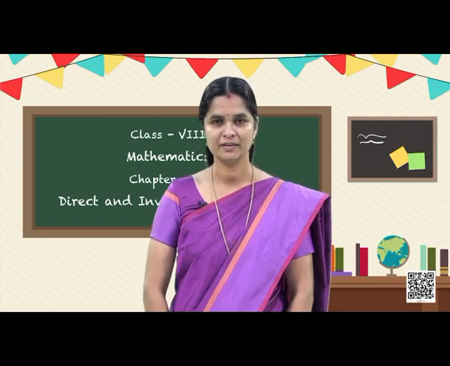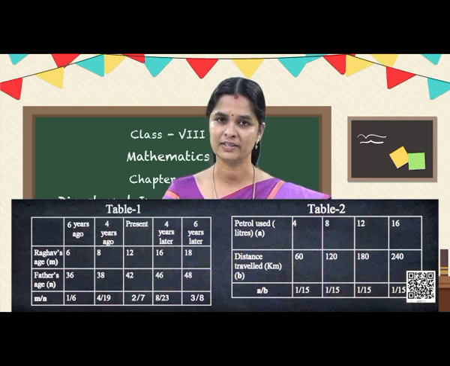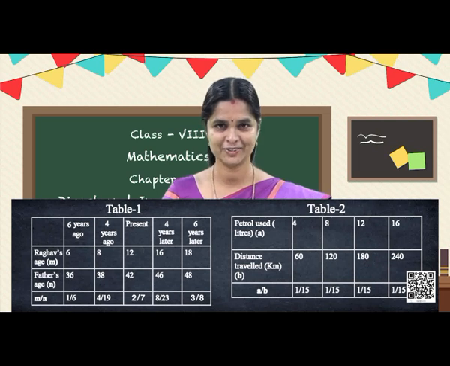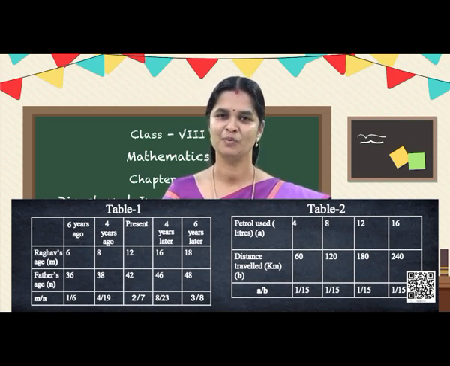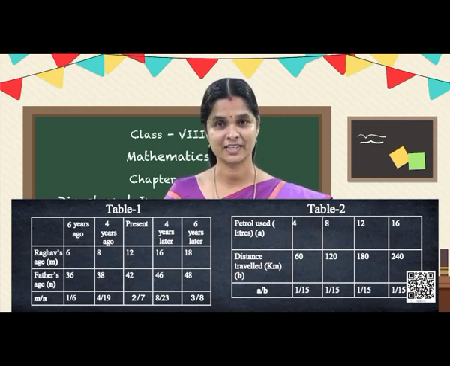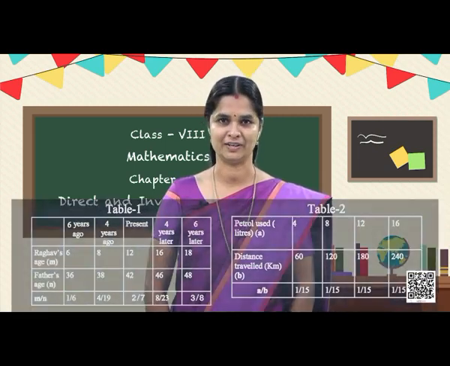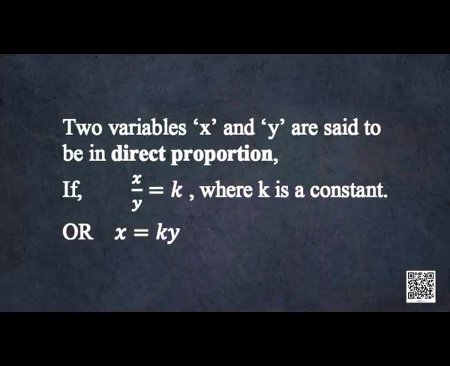Now, can you tell me when we can say that two quantities are in direct proportion? Very good. You got it right. When the ratio of their corresponding values are equal. So, in general, two variables x and y are said to be in direct proportion if x by y is equal to k, where k is a constant, or x is equal to ky.